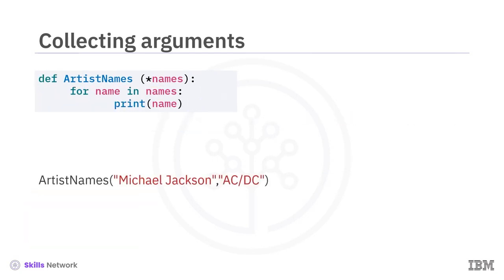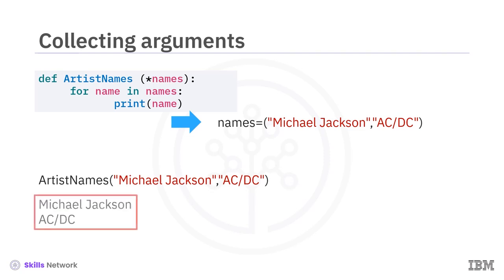If we call the same function with only 2 parameters as inputs, the variable names only contains 2 elements. The result is only 2 values are printed out.